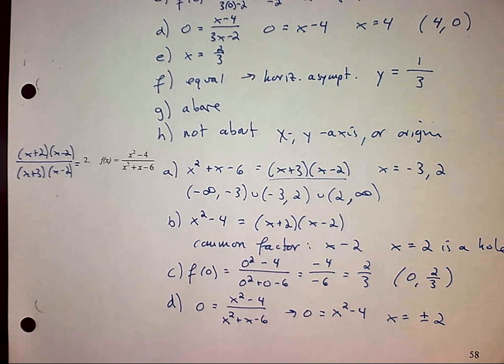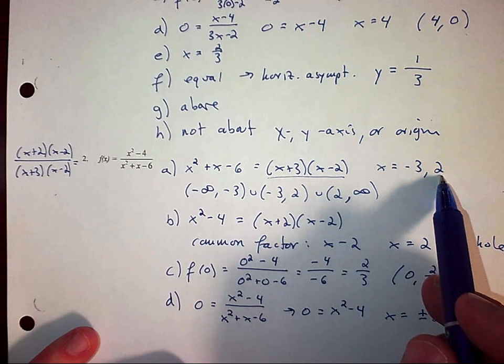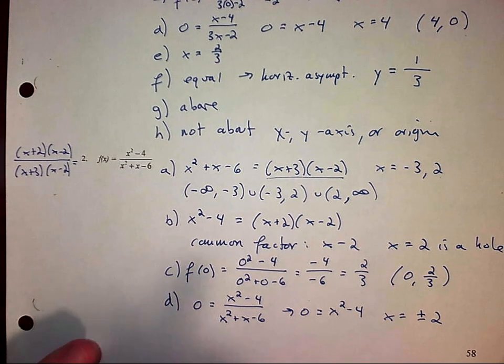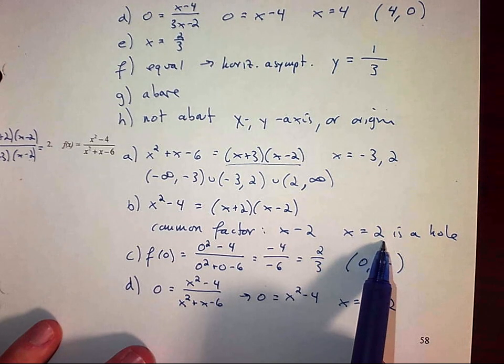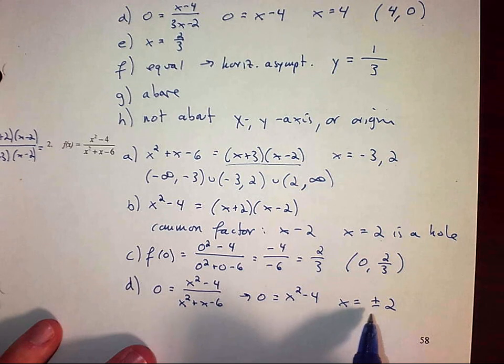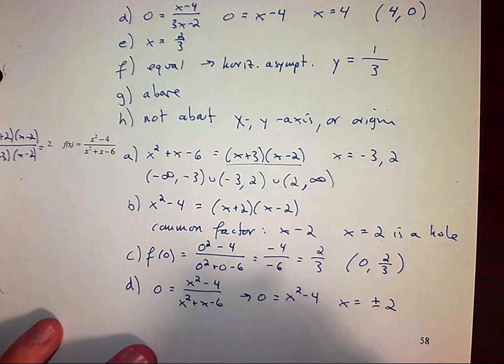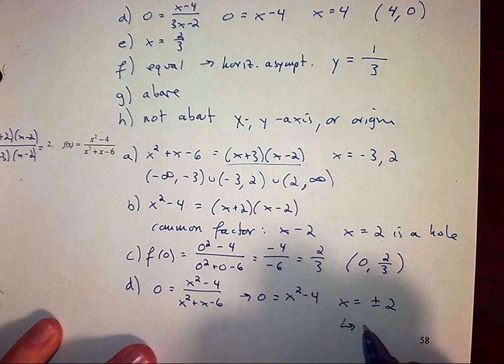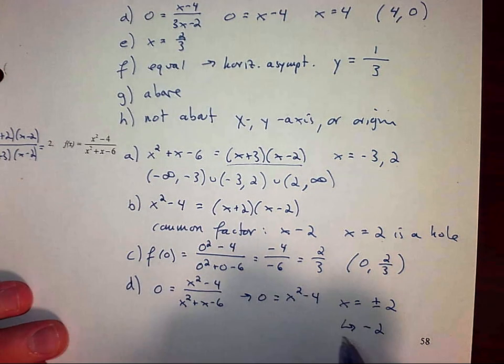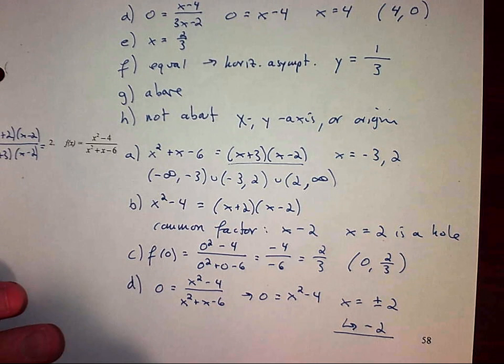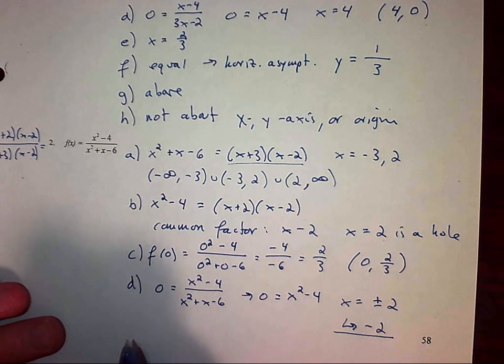But keep in mind here that 2 is not in our domain. 2 is not in our domain, and 2 is also that hole. So we would have touched the x-axis at 2, but we're really only going to touch the x-axis at x is equal to negative 2. If we could plug in the value x is equal to 2, then that would also be where we would intersect our x-axis. But here the answer is just our x-intercept is at x is equal to negative 2.